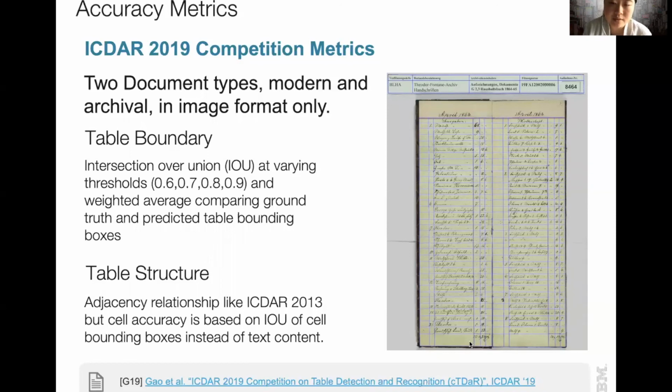In the previous metric, because there are no characters, it doesn't actually influence the results at all. But in this case, the IOU will look at that and penalize if it's different from the ground truth. The table structure uses adjacency relationships, just like ICDAR 2013, but instead of looking at the cell content based on the text, here it's looking at the IOU of the cell bounding box, which also can have issues, like I mentioned earlier, depending on how tight that bounding box is on the text.